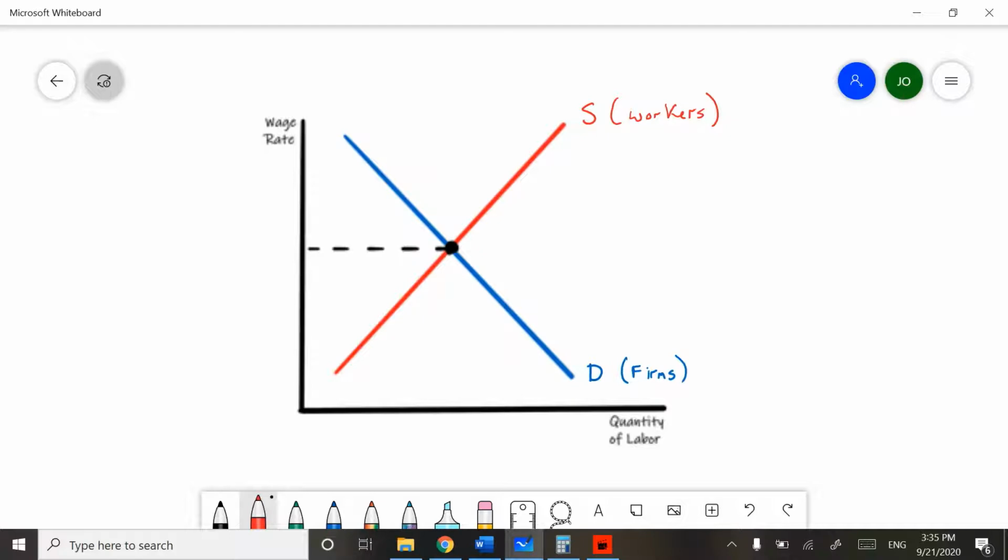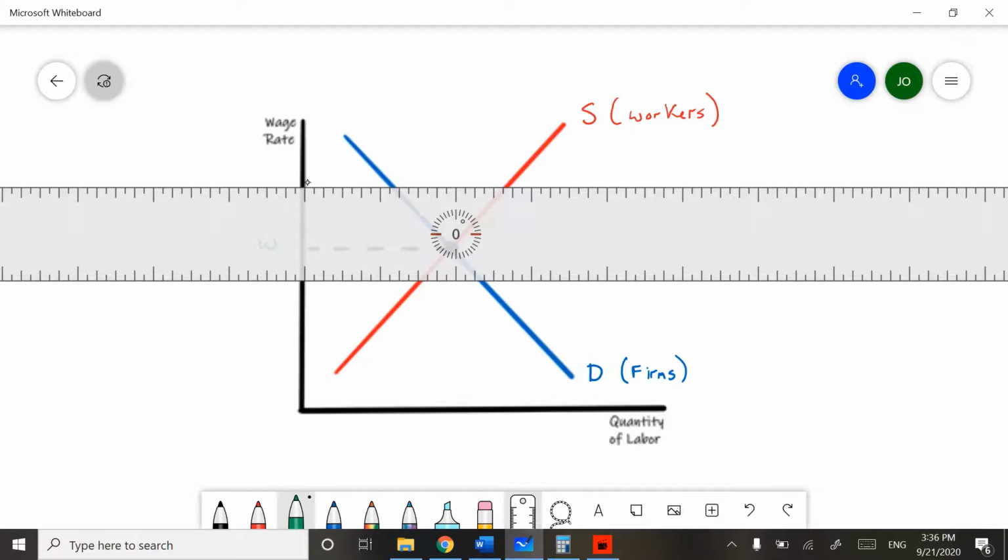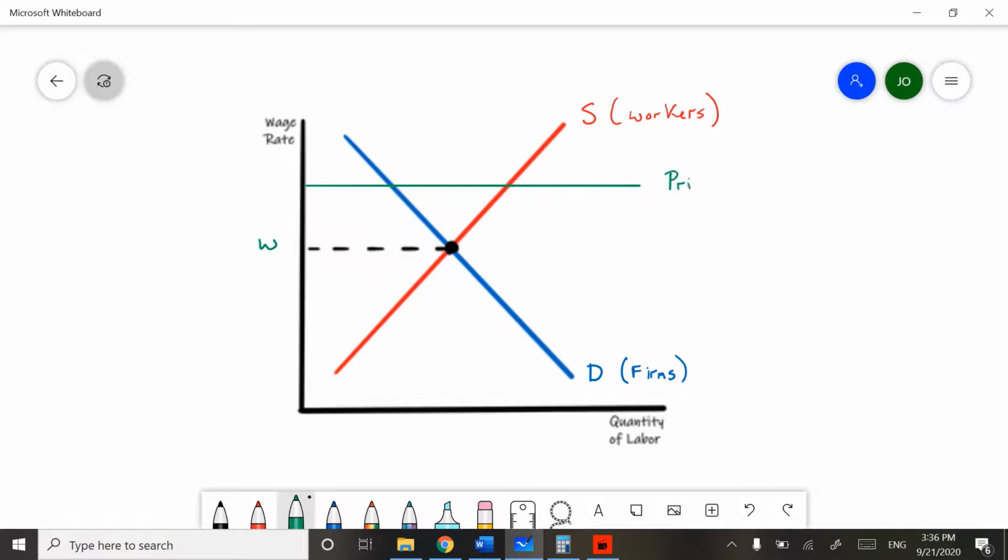Let's analyze this labor market when we apply a minimum wage. The equilibrium will give us a wage rate, which basically means this is the amount that both firms and workers would agree on for payment. Now, if we apply a minimum wage, like we discussed before, this will come in the form of a price floor. This is the minimum wage.